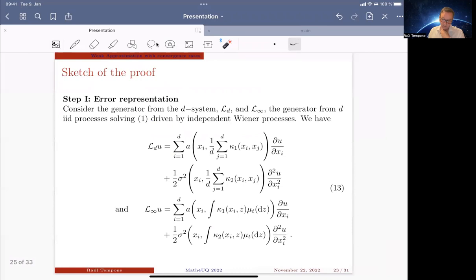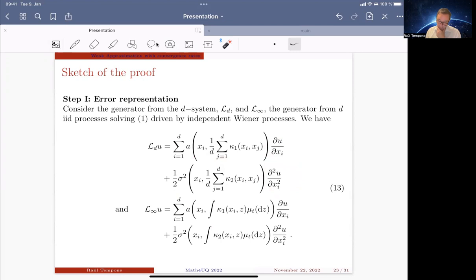First of all, we look at a generator for the system of size D that is coupled, and the system that we call the infinity size, but still with D components, that is uncoupled because it's integrated against the exact mu_T law. So for the first, essentially we said that the drift and the diffusion have the same type of coupling, right? Each of them has the coupling through this average of the kernels over the particles. One is for the drift, and you get a derivative of the cost-to-go. And for the second one, you get immediately the second derivative.